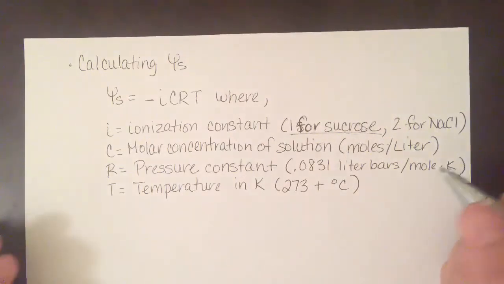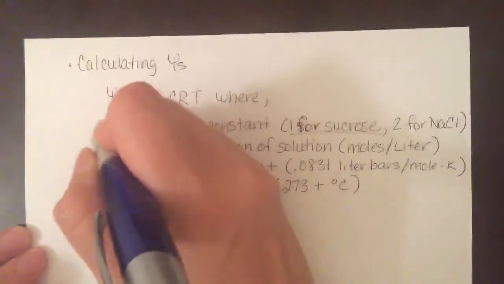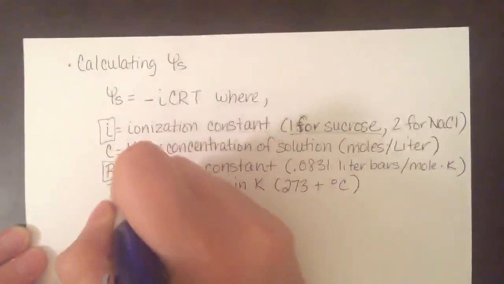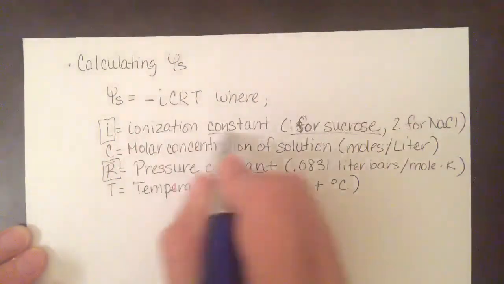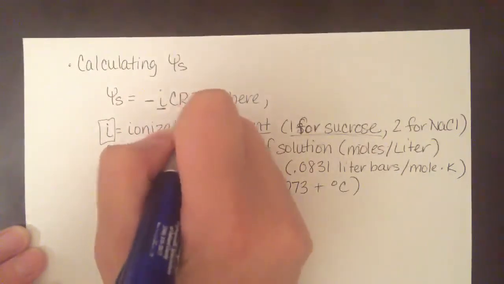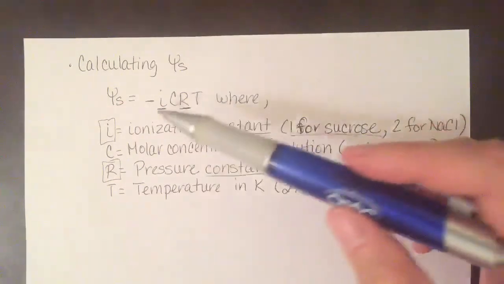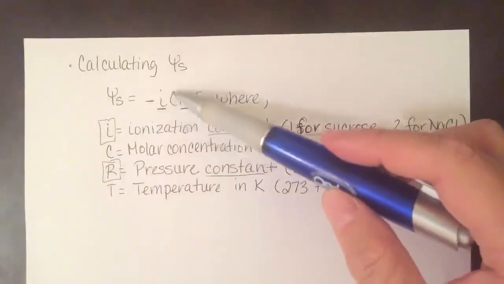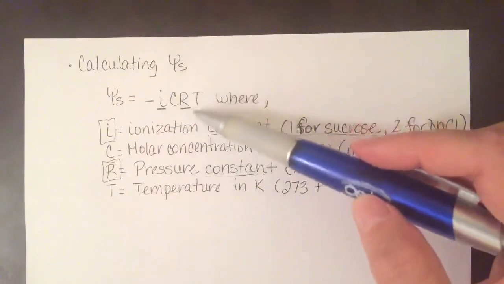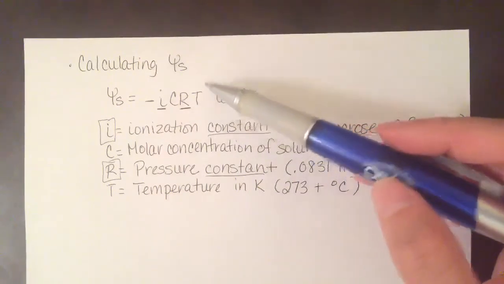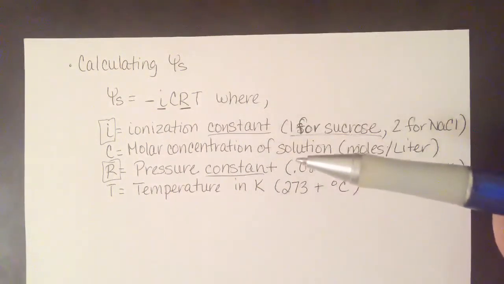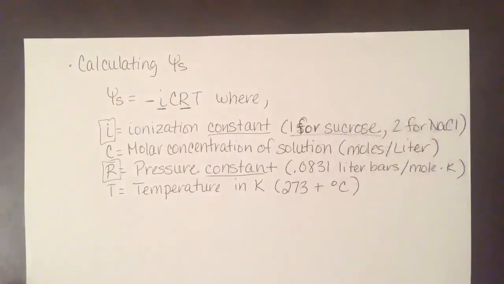So when we look at this, we have two constants, the ionization constant and the pressure constant. These, the I and the R, are going to be pretty much the same. So the only variables are going to be C, the molar concentration, and T, the temperature. All right, so let me give you an example of a calculation in which to do this.